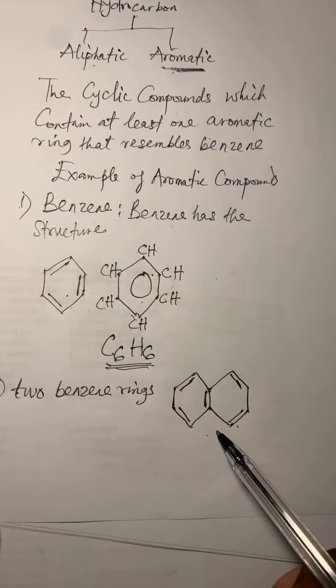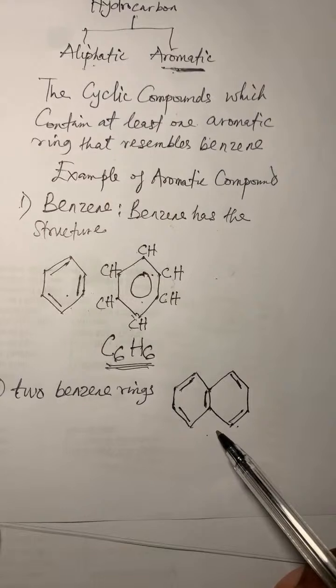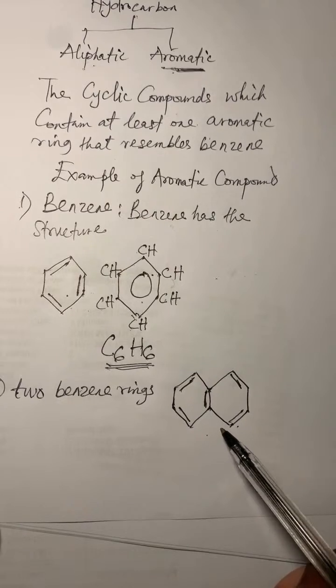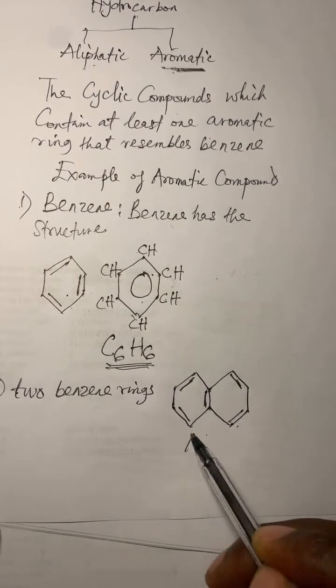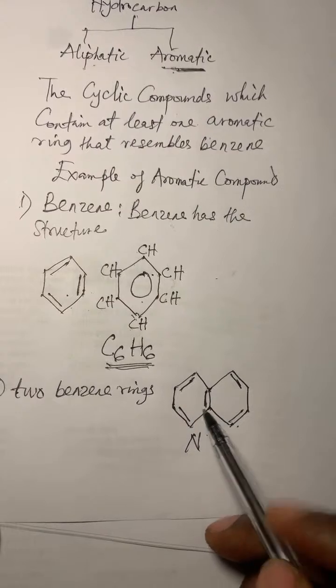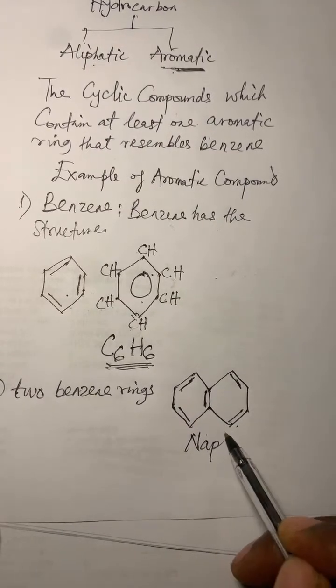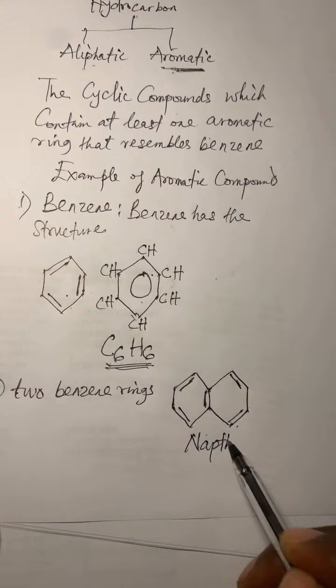9, 8, 7, 6, 5, 4, 3, 2, 1. Oh, somebody says butane. Okay, so the name is called naphthalene. When you see two benzene rings attached together, just tell them that the name is naphthalene.